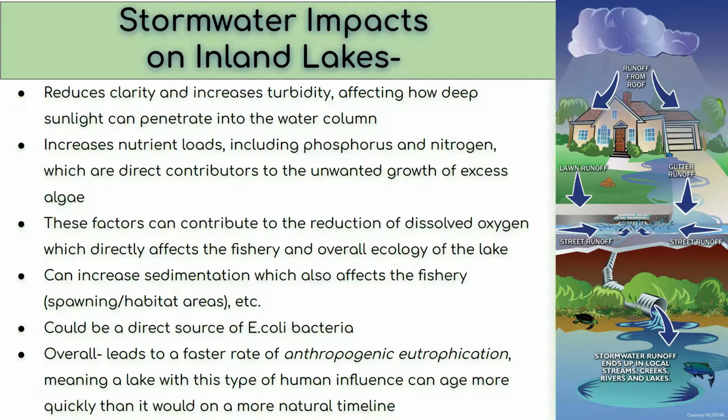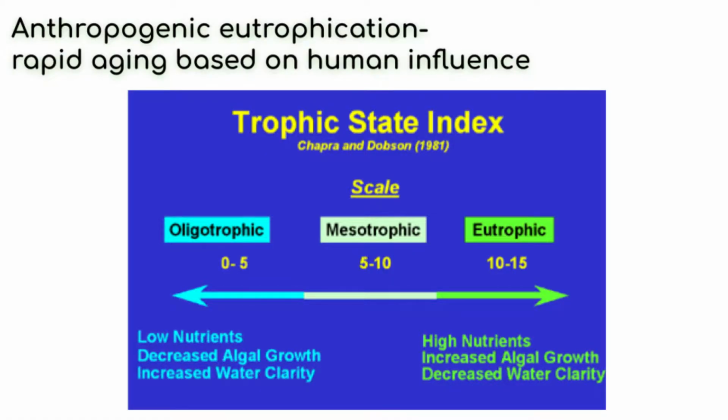It could be a direct source of E. coli bacteria. And overall, it leads to a faster rate of anthropogenic eutrophication, meaning a lake with this type of human influence can age more quickly than it would on a more natural timeline.